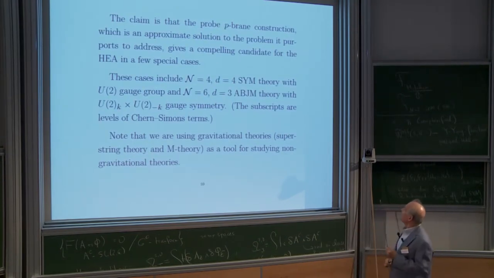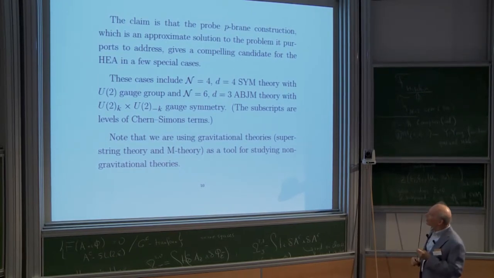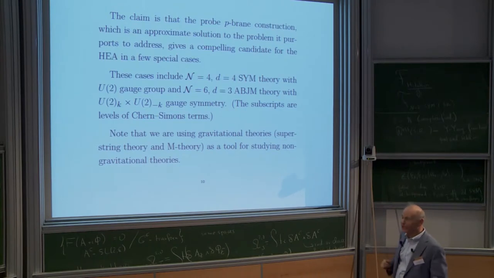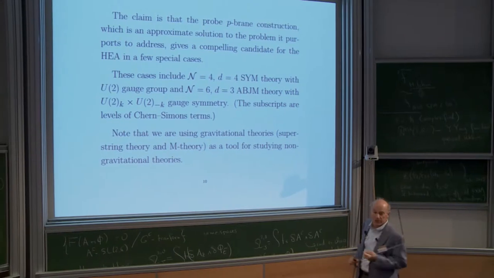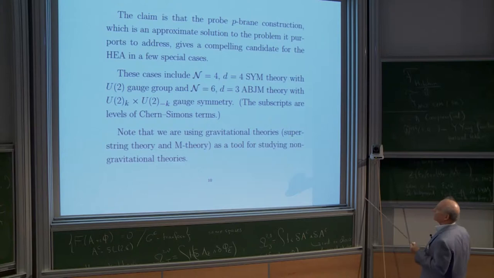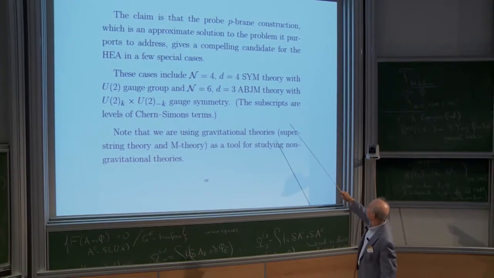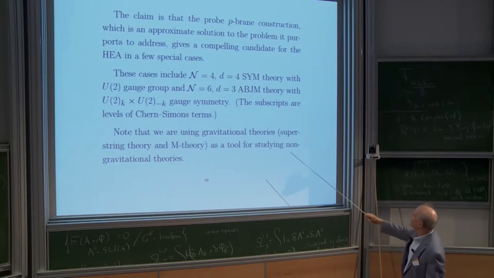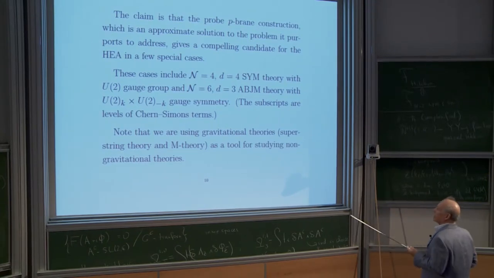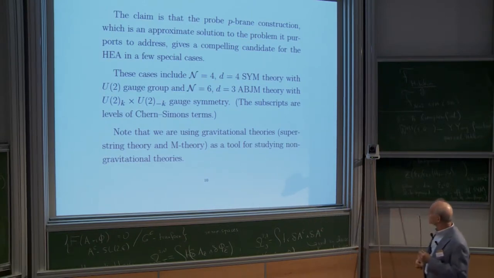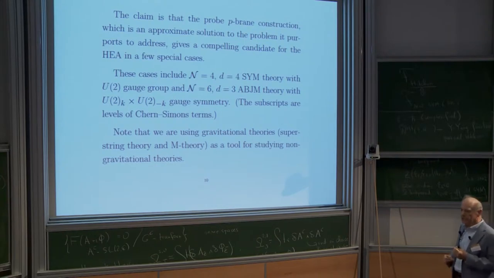So the claim is that the probe p-brane construction, which is an approximate solution to the problem it purports to address, gives a compelling candidate for the HEA in a few special cases. So these classes include N equal 4, D equal 4, super Yang-Mills theory with U(2) gauge group, and N equal 6, D equal 3, ABJM theory with U(2) level k times U(2) level minus k gauge symmetry, subscripts being the levels of Chern-Simons terms.